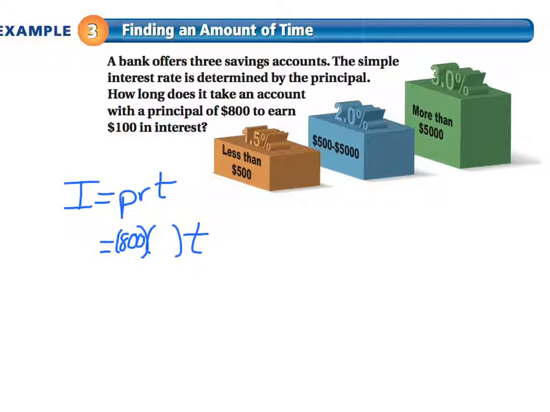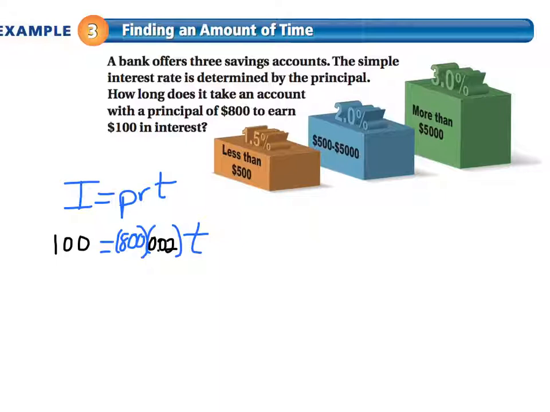But here's the problem. We have 3 pictures. 1.5%, 2%, and 3%. So which one of these 3 are we going to use? Well, it says right here, 1.5% is for less than 500. Well, we have a principal of $800. So that means we're going to get 2%. So 2%, do I just write 2? No. What do I write? I write 200ths because it's the decimal version. My interest is going to be $100.